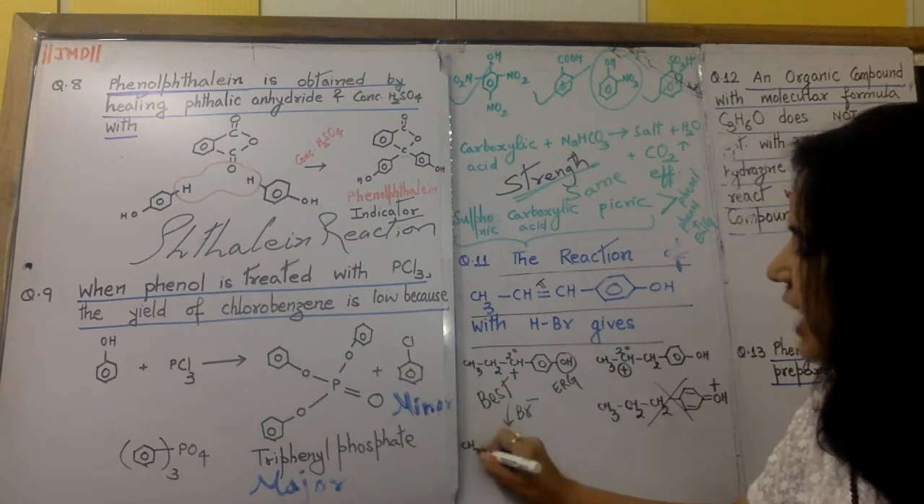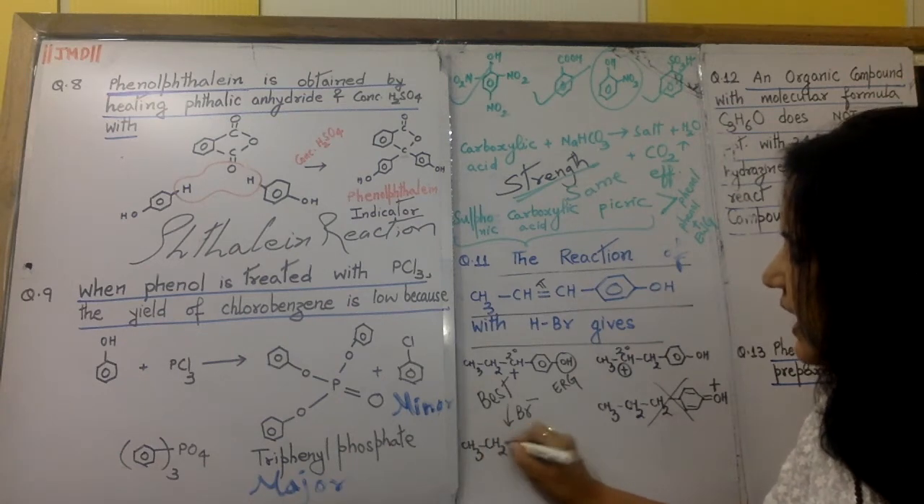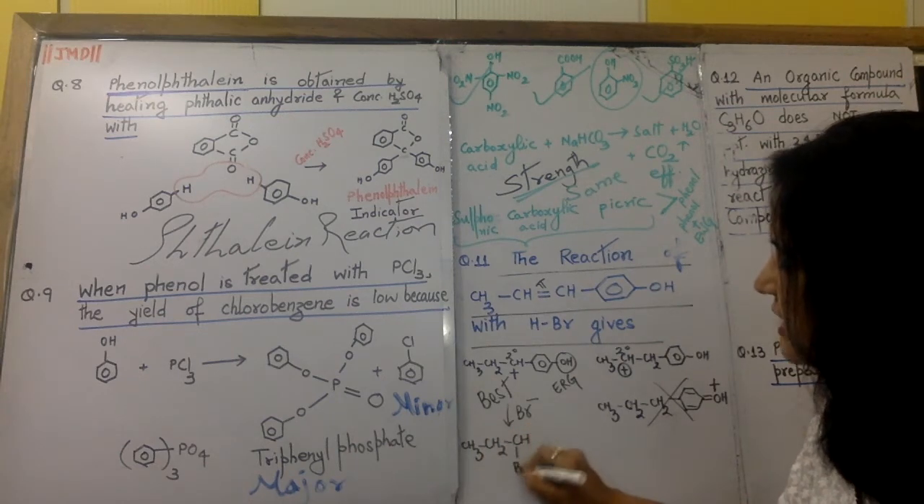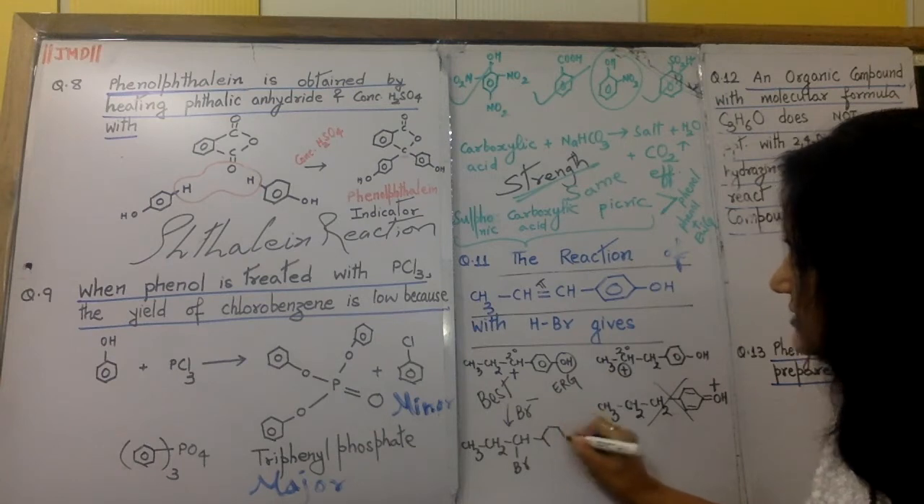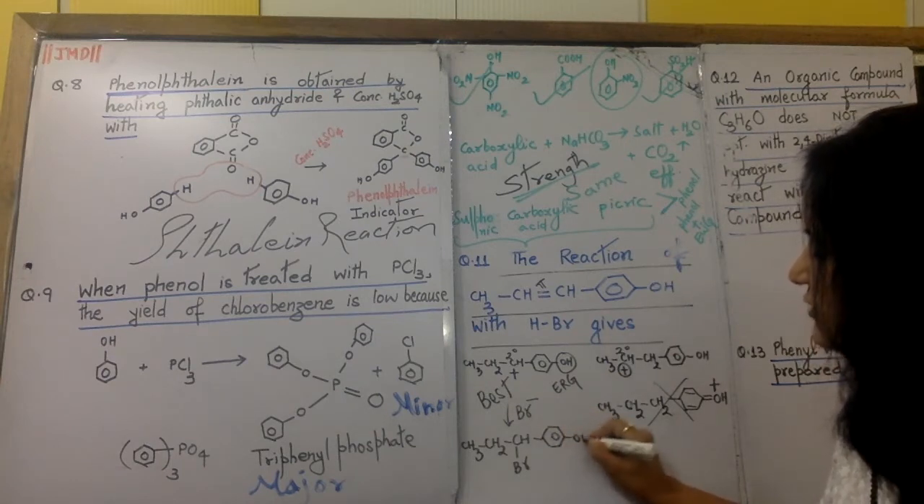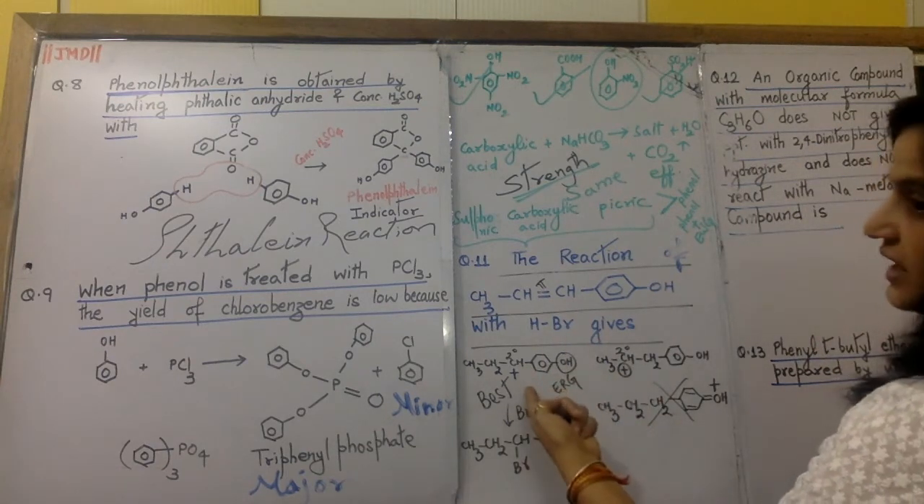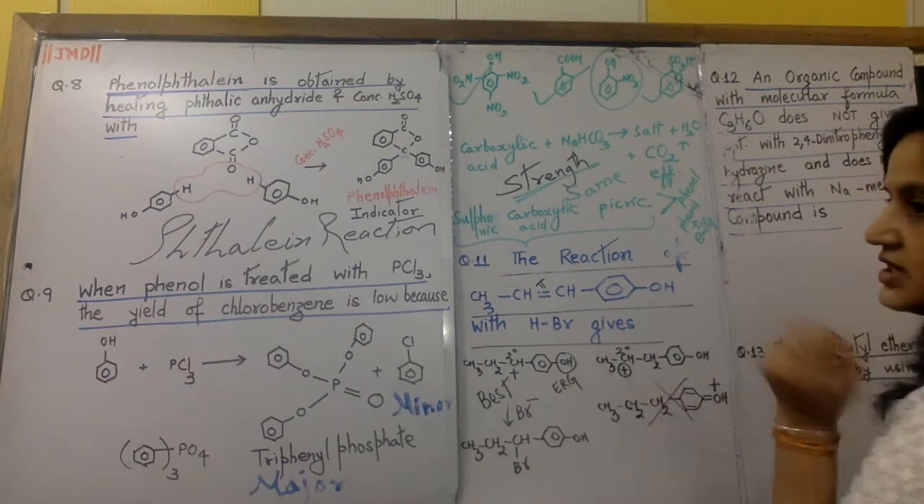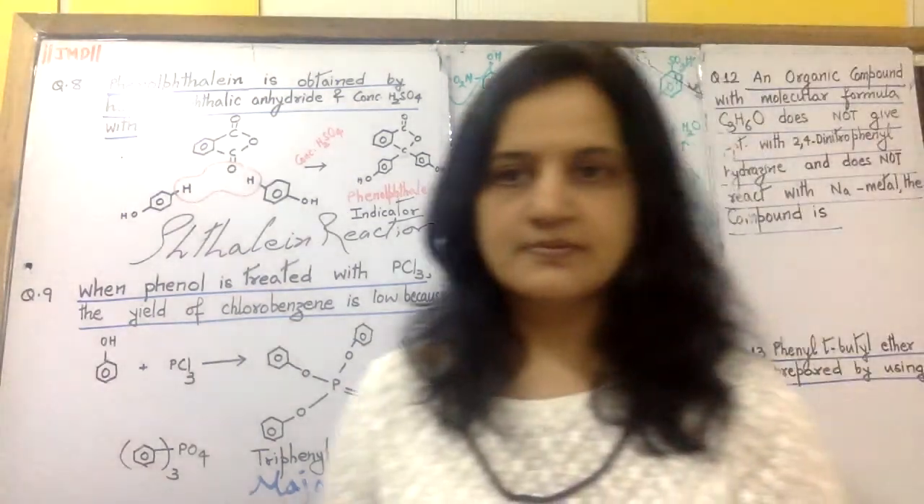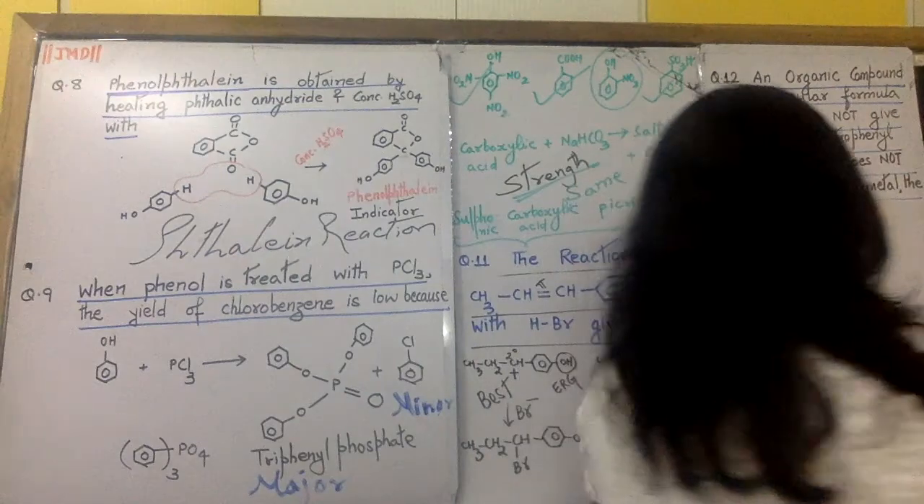Bromide will attack it, and we will be getting this as the product. So in the reaction with HBr, go with the most stable carbocation. Don't go for this. Don't go for this. Okay? Here.